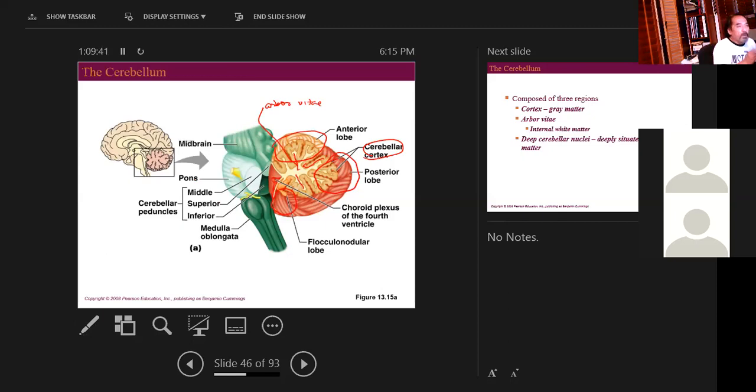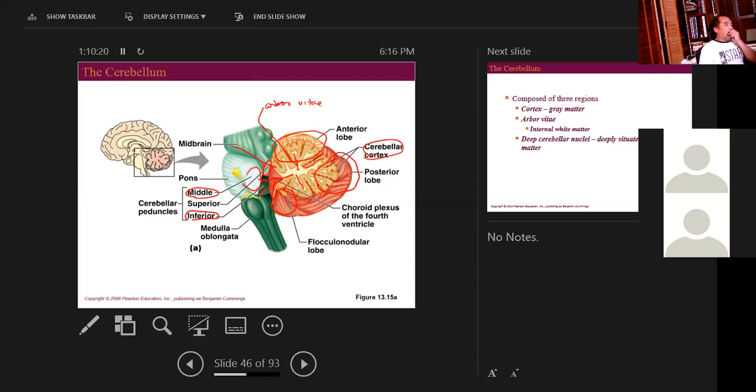Now, if you take a look at the connection between the brainstem and the cerebellum, the superior cerebellar peduncle comes from the midbrain. That's the one that connects to the cerebellum. The one for the pons we call the middle cerebellar peduncle. That's the one that connects to the cerebellum. And the last one is the inferior cerebellar peduncle. That's the one that connects the medulla to the cerebellum.